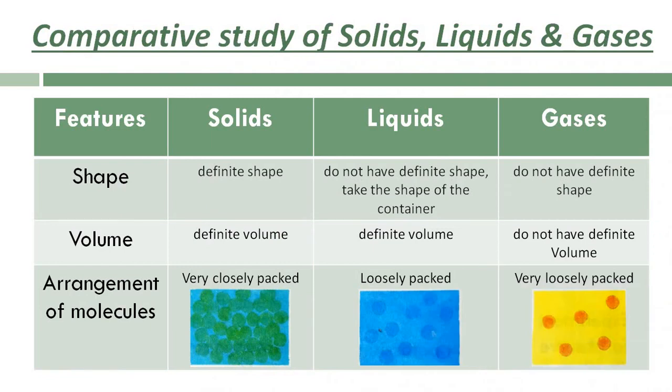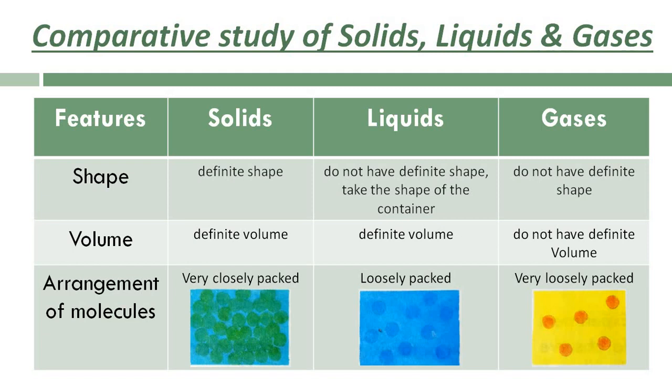Now, after discussing the properties of solids, liquids and gases, let's study the comparative study of solids, liquids and gases. Solids have a fixed shape, meaning a definite shape, but liquids do not have a definite shape. Like water, it takes the shape of the container in which it is kept, and gases also do not have a definite shape. Second, solids have a definite volume. Liquids also have a definite volume, but as gas molecules are far apart, they do not have a definite volume. They fill all the space available to them.